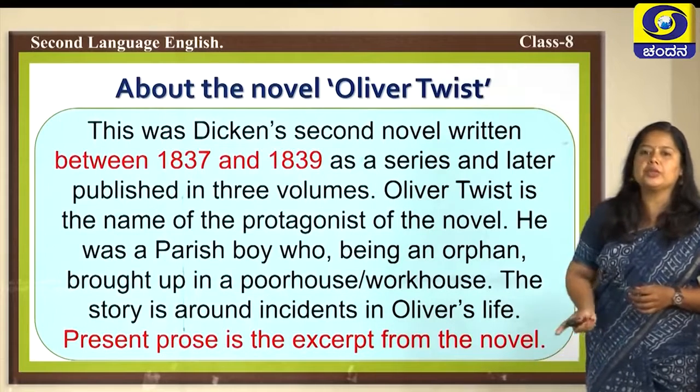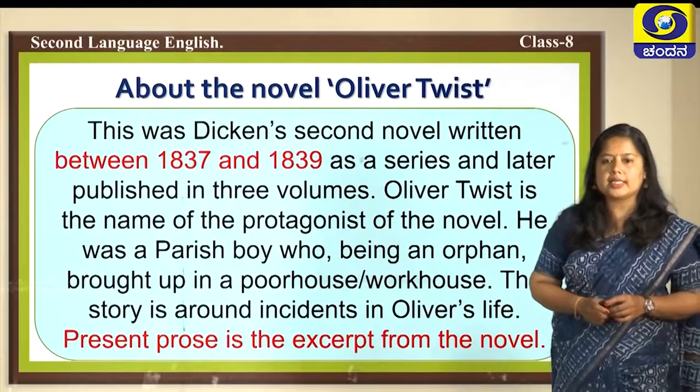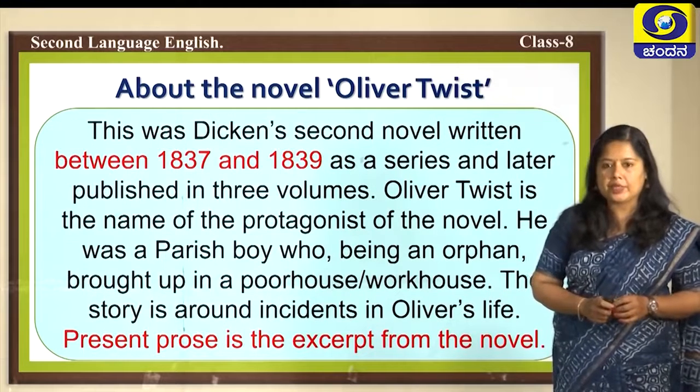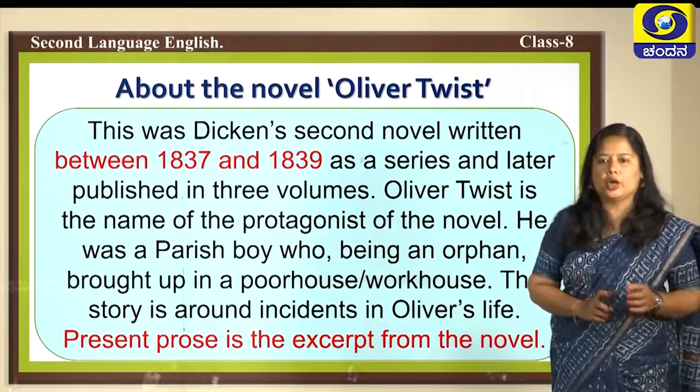Now, coming to the text. This was Dickens' second novel, written between 1837 and 1839 as a series and later published in 3 volumes. Oliver Twist is the name of the protagonist of the novel. He was a parish boy who, being an orphan, was brought up in a poor house, that is a workhouse. The story is around incidents in Oliver's life, and the present prose is an excerpt from the novel.